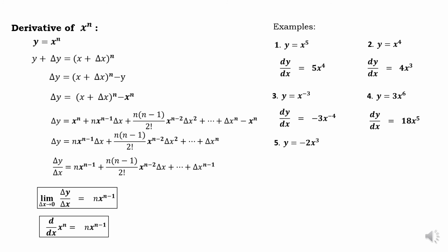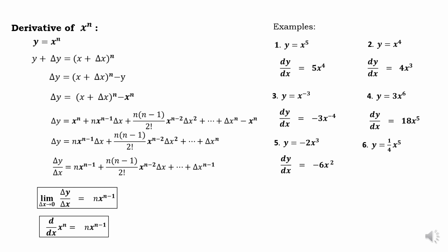Next, if you have the given equation y is equal to negative 2x raised to the third power. So we have the same procedure. The derivative of y with respect to x, just multiply 3 times negative 2 is equal to negative 6, then subtract 1 from the exponent, and that now becomes negative 6x raised to the second power. Number 6, y is equal to 1/4 x raised to the 5th power.